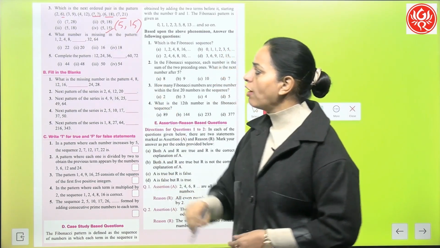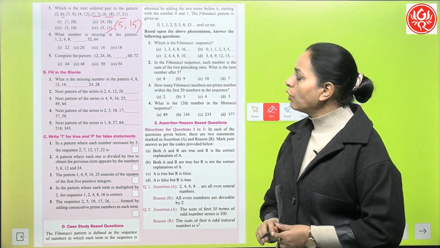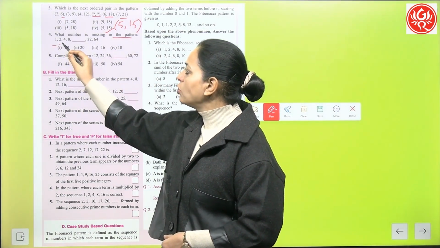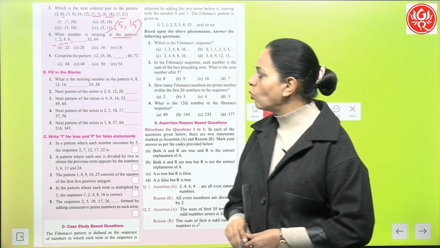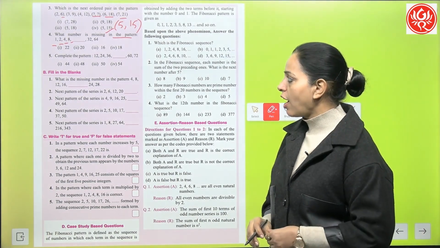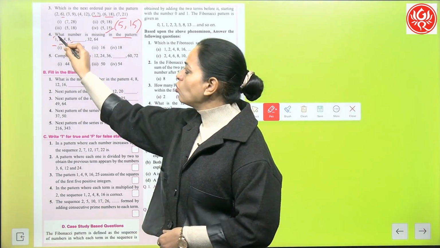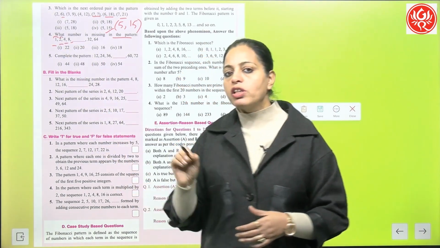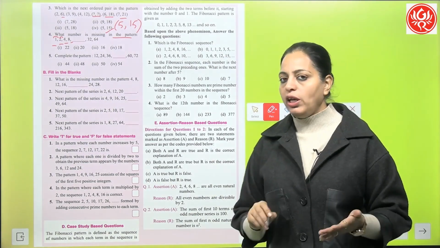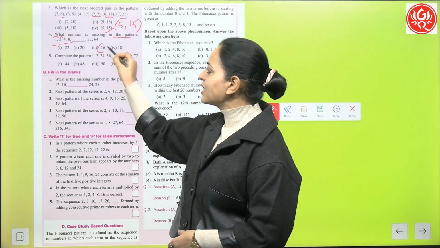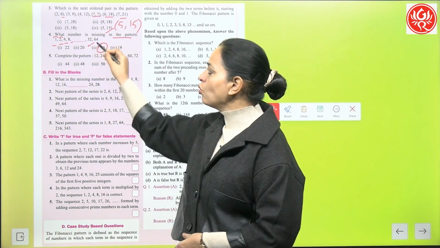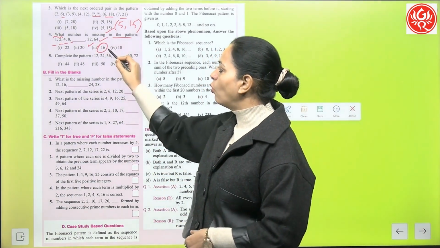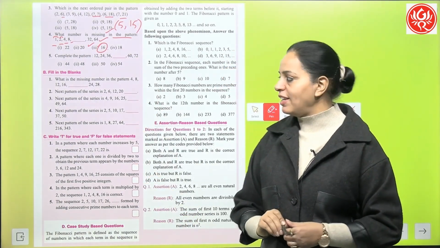So 5, 15. Okay. Now the fourth one, what number is missing in this pattern? 1, 2, 4, 8. So how can we find it out? See, 1 into 2, that is 2. 2 into 2, that is 4. 4 into 2, that is 8. So 8 into 2, that is 16. Then 16 into 2, it is 32. And 32 into 2, it is 64. So the answer is 16. Okay.